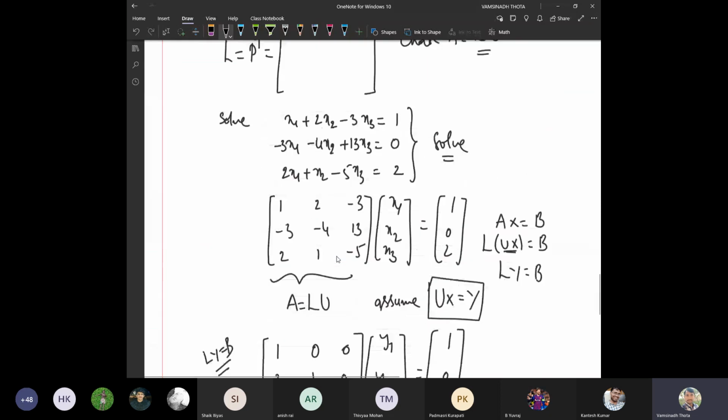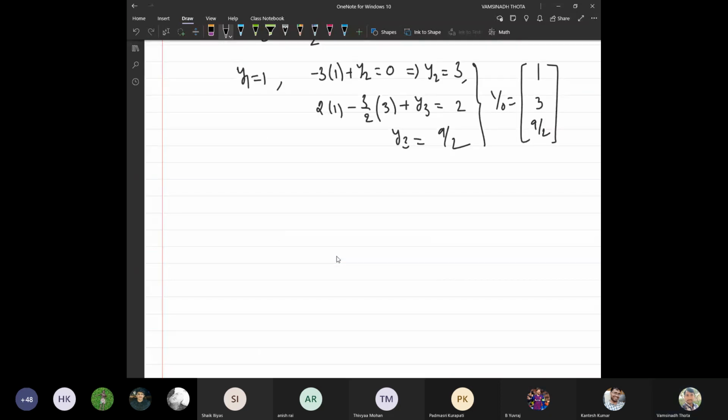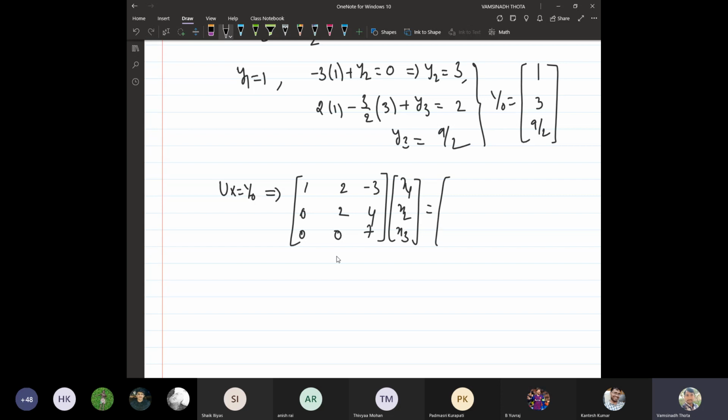So for that, what we need to do is U into X is equal to Y. What is U? I don't remember exactly, let me write it first. 1, 2, minus 3, and then 0, 2, 4, and 0, 0, 7. What is x? X1, x2, x3, and then Y is 1, 3, 9 by 2, the solution which we have evaluated in the previous step.